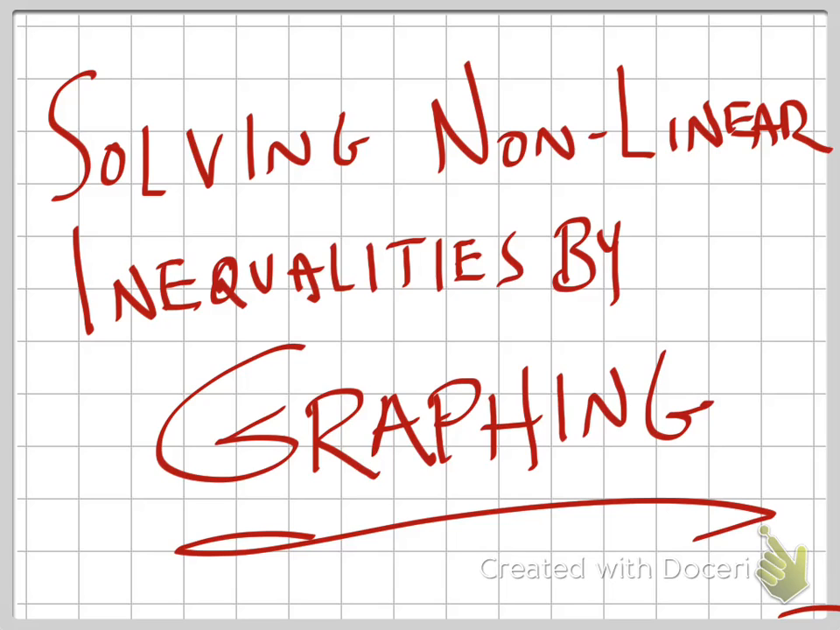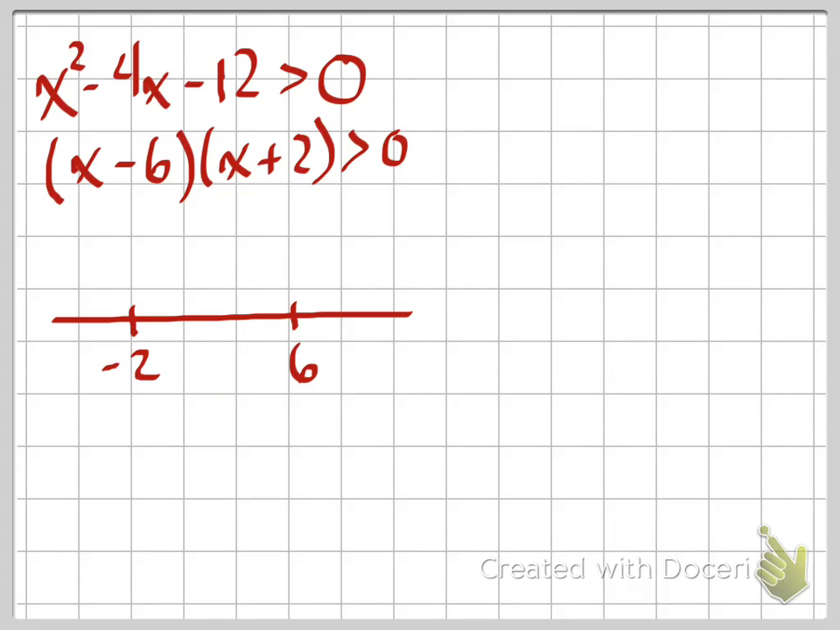Okay, so you have already seen a couple of videos by now about solving nonlinear inequalities, and the method that they showed you on those videos is a very good method. For example, something like x squared minus 4x minus 12 greater than 0. What you were shown there was to factor that polynomial into x minus 6 times x plus 2 greater than 0.